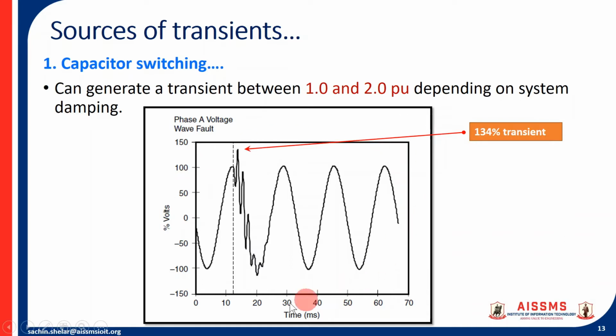In this figure, the x-axis is time in milliseconds and the y-axis is percentage volts. This is the 100% voltage, the normal voltage on the system. The moment a capacitor is switched on, as you are aware, it acts as a dead short circuit initially and takes a charging current, and the moment its voltage equals the voltage of the system, the charging stops. But during starting, as it acts like a short circuit, very high inrush current flows into it, and it causes this kind of transient. In this particular case, the transient voltage has gone up to 134%.